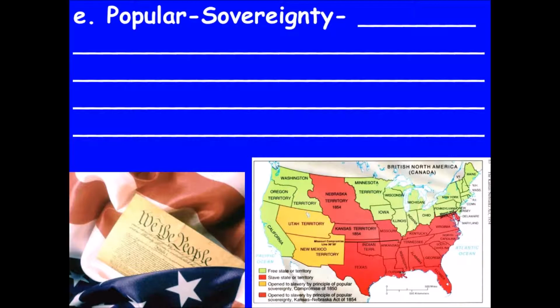This is the same thing. They're basically having referendums on the slavery issues in these territories. So they're basically putting up to popular vote whether or not there will be slavery in those areas. So anytime you see the word popular sovereignty, it means they're voting on something. It could be voting on a leader, it could be voting on a law, in this case slavery laws.